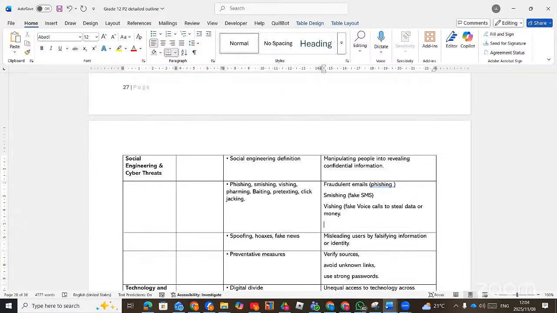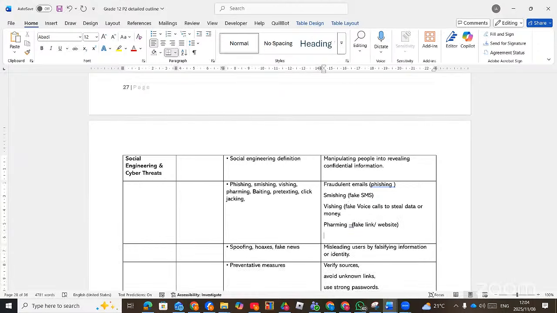And then we also have pharming. So pharming is a fake link or website to deceive people. And then we also have clickjacking. Clickjacking is a concealed link, or you can say hidden link, to deceive people into getting sensitive information. Then we also have baiting, out of curiosity, pretexting also. So all these are part of social engineering.